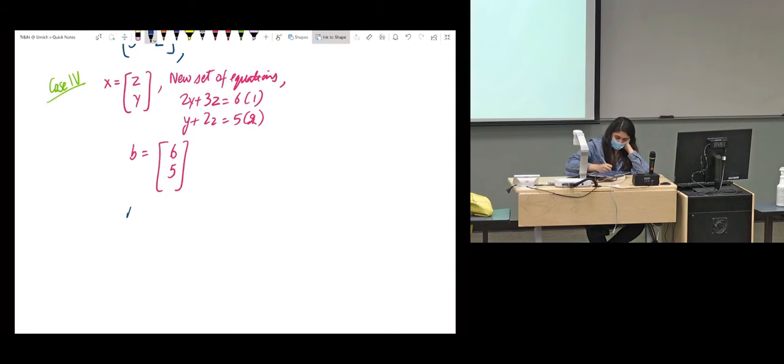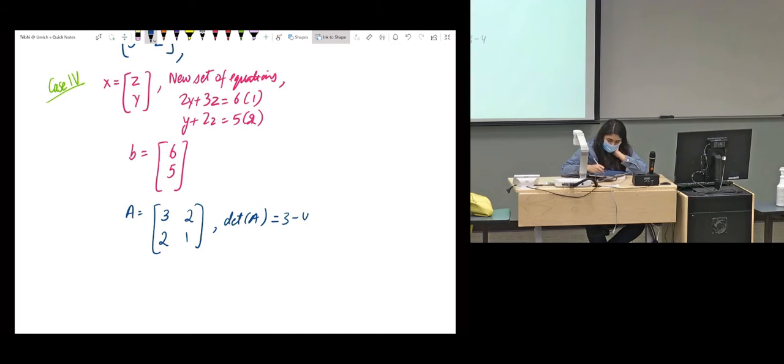From there, I get A. Look at the first coefficient of z in what is now my first equation, which is 3, and I look at the coefficient of y in what is now my first equation, and that becomes 2. Similarly, it's 2 and 1. The determinant of A should still not be 0. It's 3 minus 4 equals minus 1, not 0.